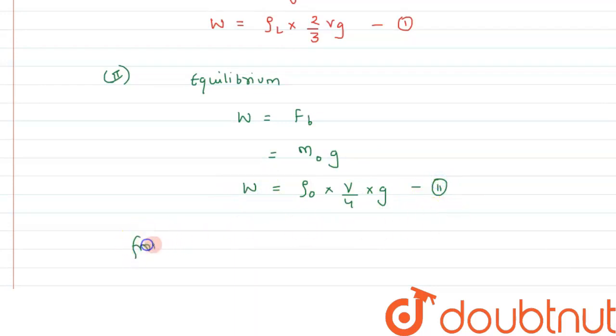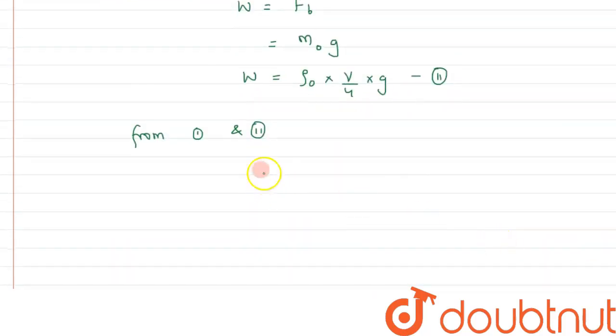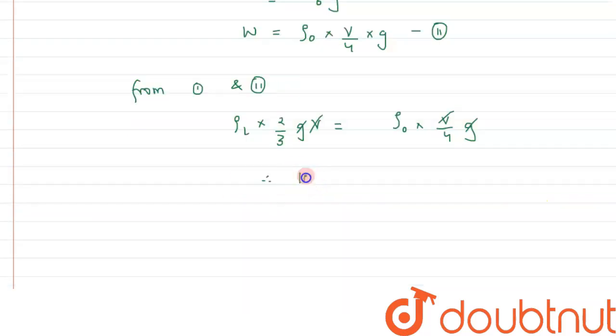So from 1 and 2, we can equate these two, since both are the weights. We can write rho L into 2 by 3 V into g equals rho oil into V by 4 into g. From here V and g will get cancelled out. Therefore, rho liquid, that is rho water, is 1000 kg per meter cube, into 2 by 3 into 4, and this gives us the density of oil. After solving, we can write it as 8000 by 3.